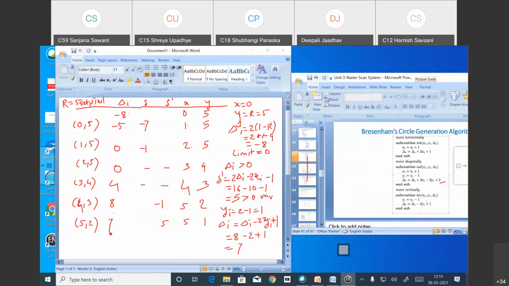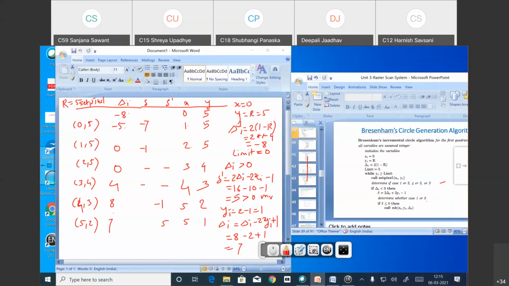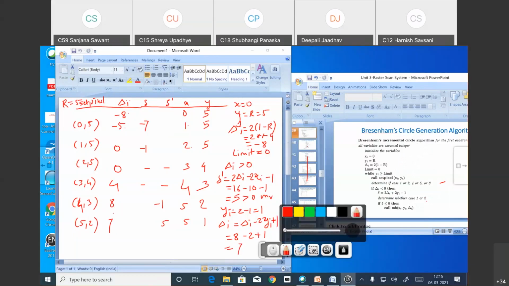Now again go to the first one. Check whether yi is greater than or equal to limit. Yes, it is greater than 0, and that's why we go for set pixel xi, yi. So set pixel 5, 1.